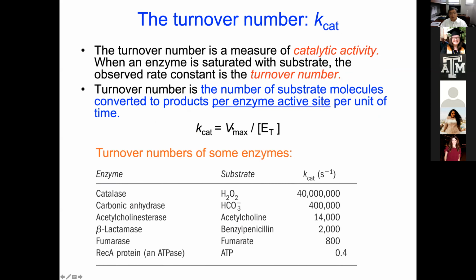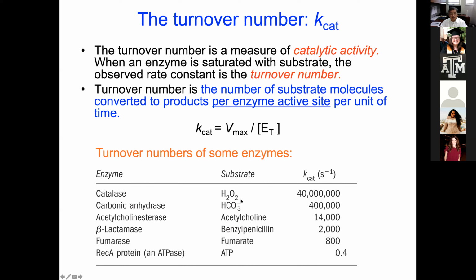So Vmax equals k2 times [E]T, and if you divide that by [E]T, then immediately you see that kcat equals k2. So kcat describes the rate constant for the second step of the reaction. Here I give you some examples, and you can compare the kcat of every enzyme using the same kind of standard.